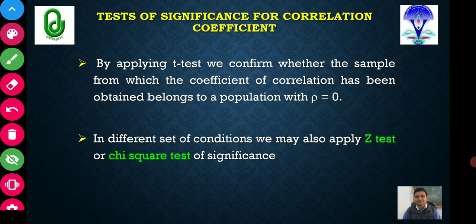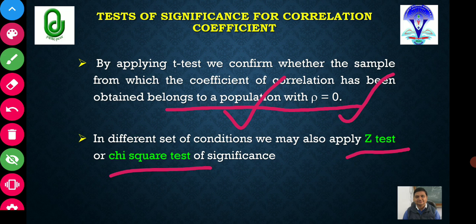Now by applying the t-test, we confirm whether the sample in which the coefficient of correlation has been obtained belongs to a population with rho equal to 0. So if it is falling in the 95% area, that means it is from the population which has a correlation of 0. In a different set of conditions, here I have used only the t-test, but in different conditions we may use the z-test or chi-square test. The z-test and chi-square test you will study in the future, but here you have to know only the t-test. This is not in your syllabus, so we will be concentrating on the t-test of significance of the correlation coefficient.